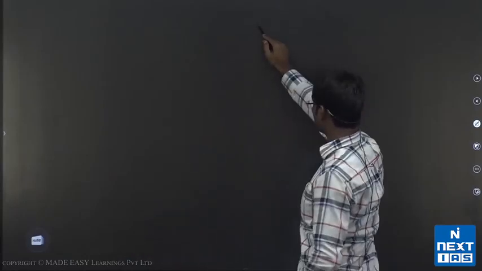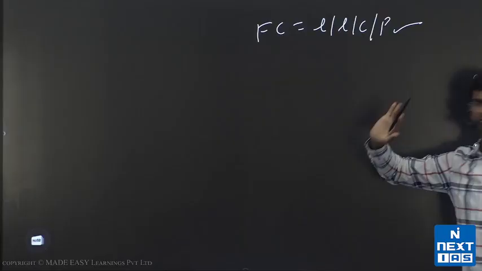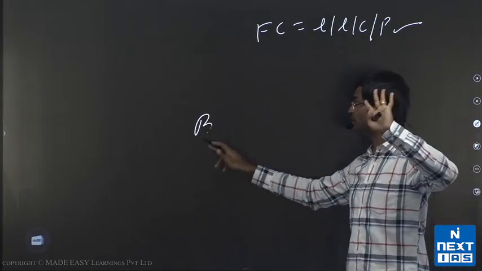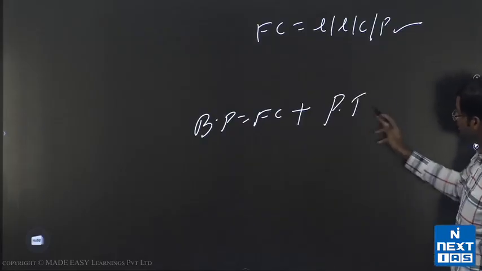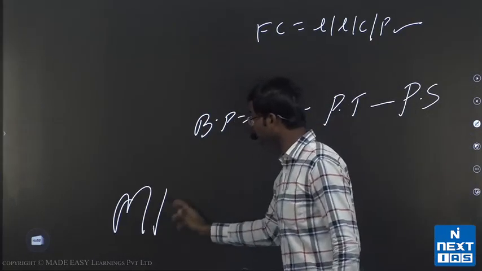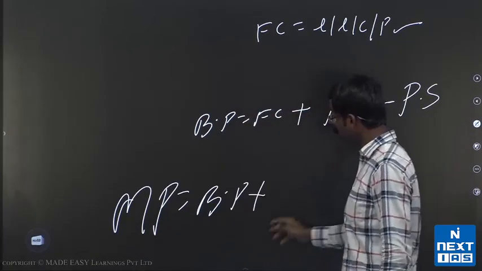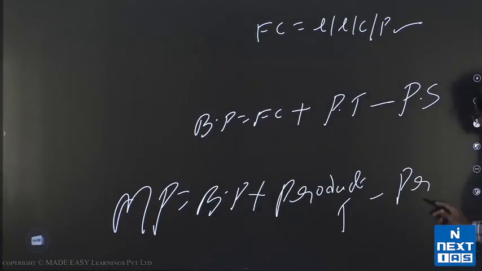Factor cost क्या है? Very simple. Factor cost simply land, labor, capital, profit. Fine. So how do we get the basic price? Factor cost plus production taxes minus production subsidies. Clear? So what is the market price? What is the market price? Basic price plus product tax minus product subsidy. सबको clear है? Which is the better? Factor cost or basic price?